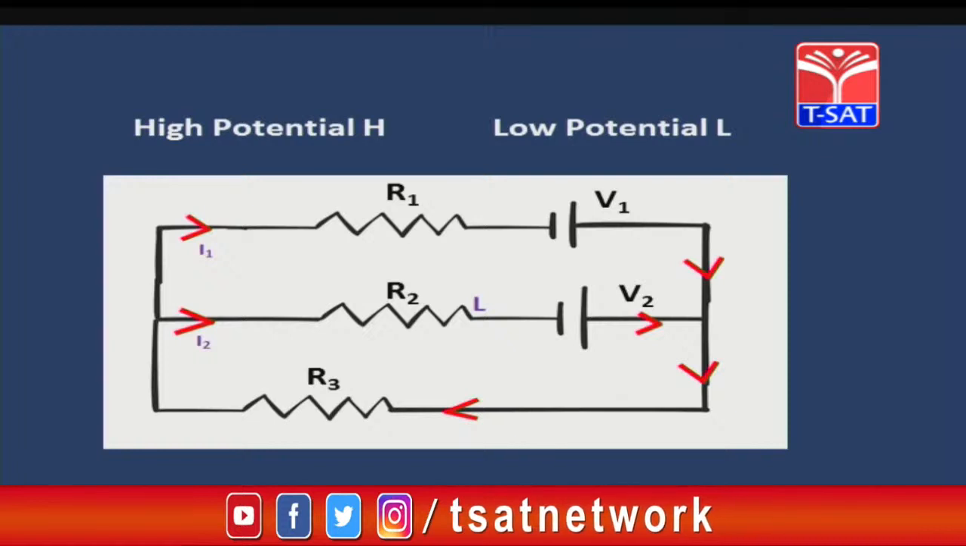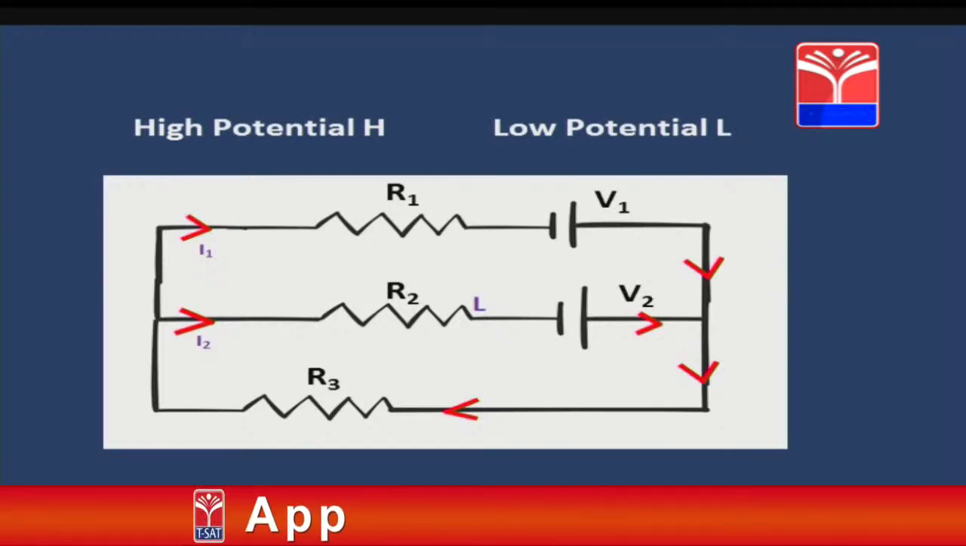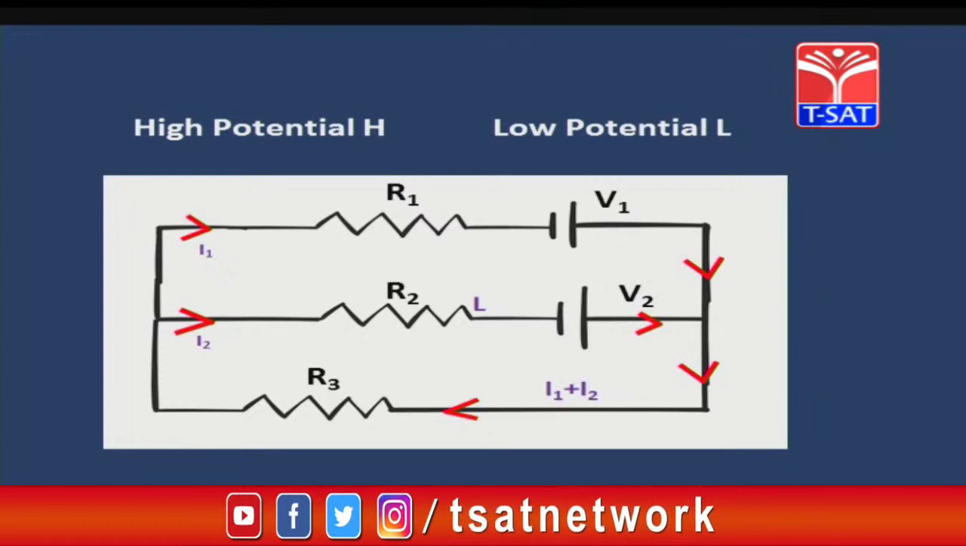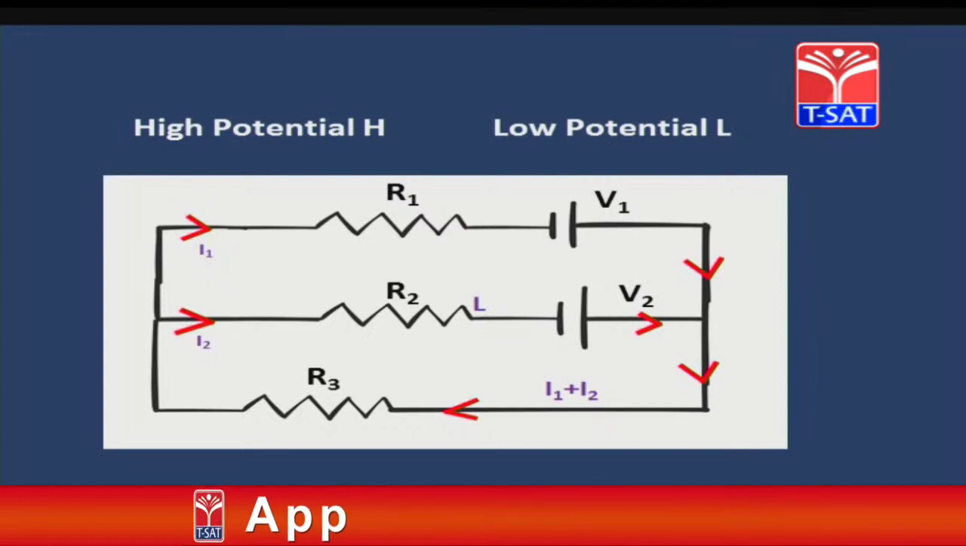Let us consider an example and apply Kirchhoff's loop law. Here is a network where we have resistance R1, battery V1, resistance R2, a battery V2 and a resistance R3. Let current I1 flow through resistance R1 and current I2 flow through resistance R2. Through the resistance R3, the current must be equal to I1 plus I2. This is from Kirchhoff's junction rule.